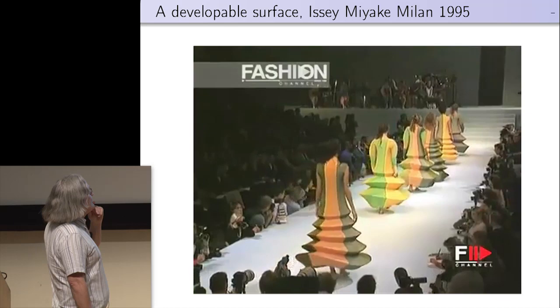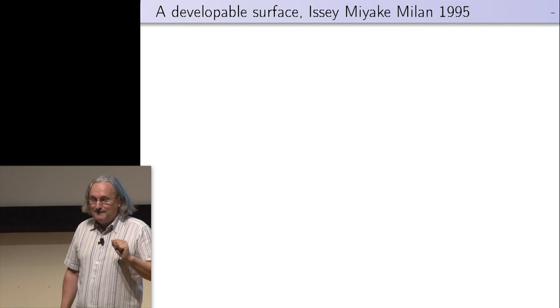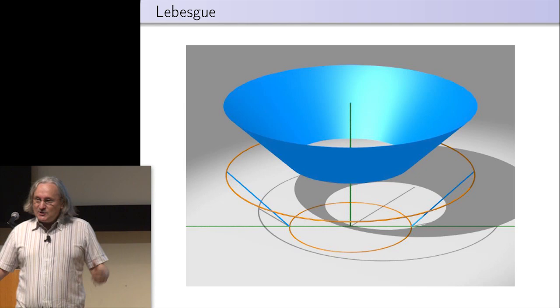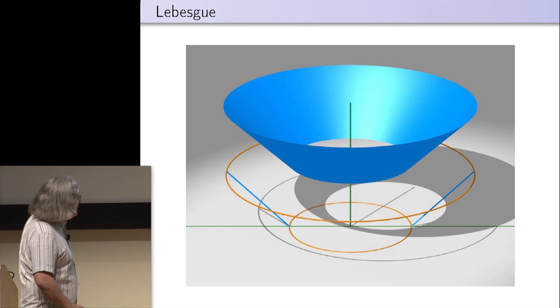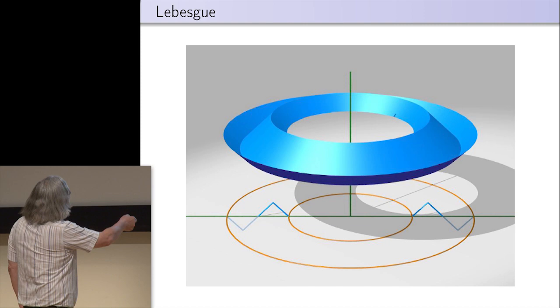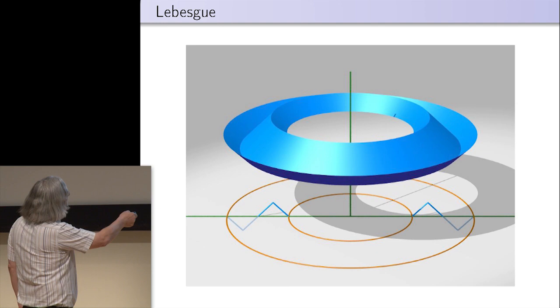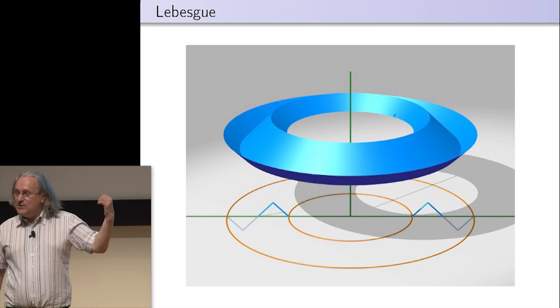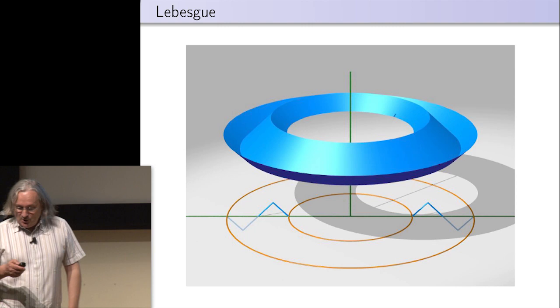So now I show you the proof of the theorem of Lebesgue. This is it. You start with a cone. You can think of it as a dress. And then you modify it by taking this broken line consisting here of three pieces, of angle 45 degrees, 45 degrees, 45 degrees, and you let it rotate around the axis. This is exactly what was happening in the dress of Miyake. And then instead of doing that three times, you do it an infinite number of times. And you get this picture.